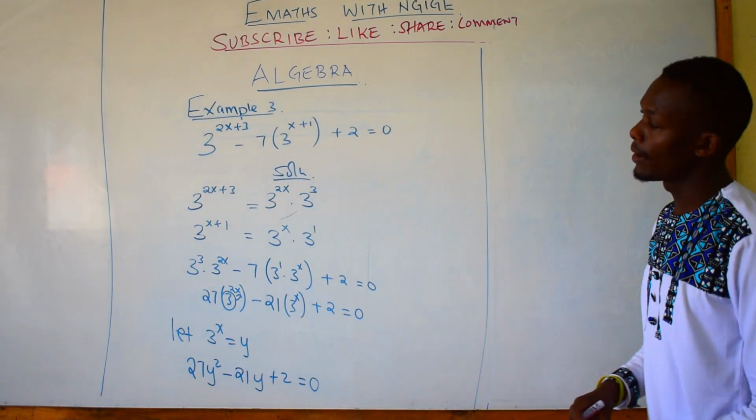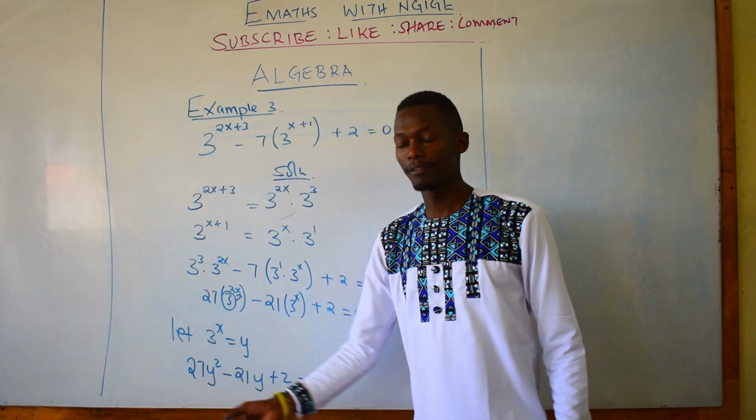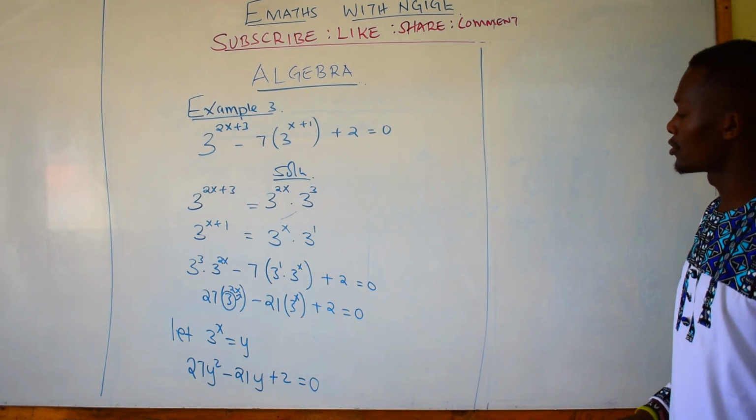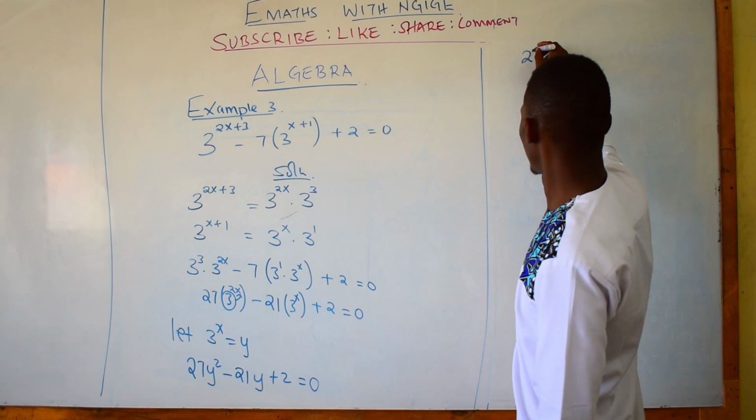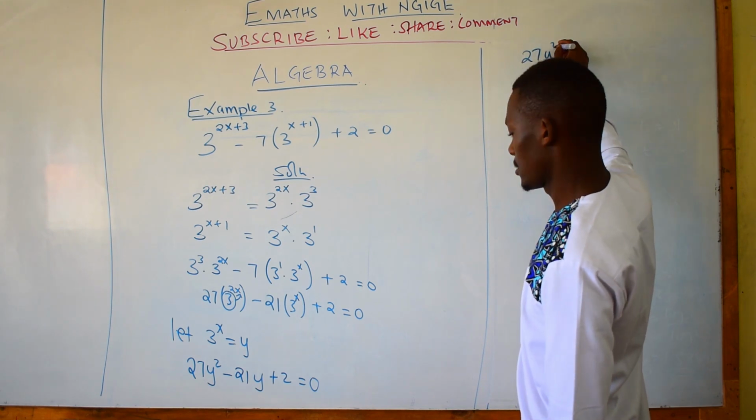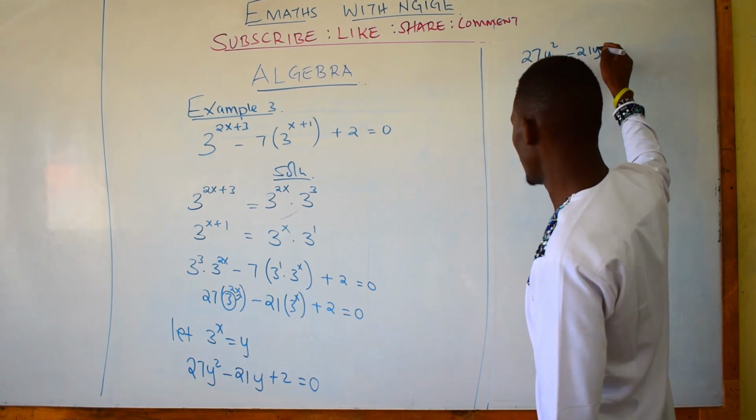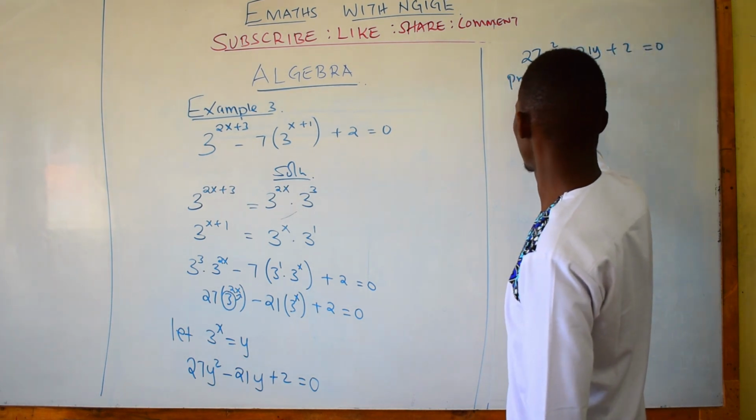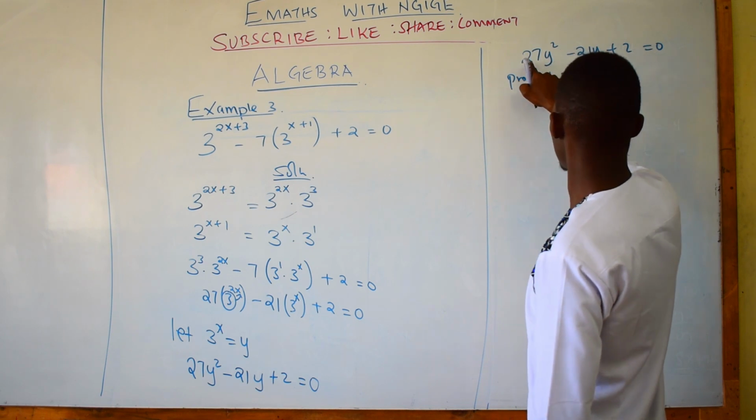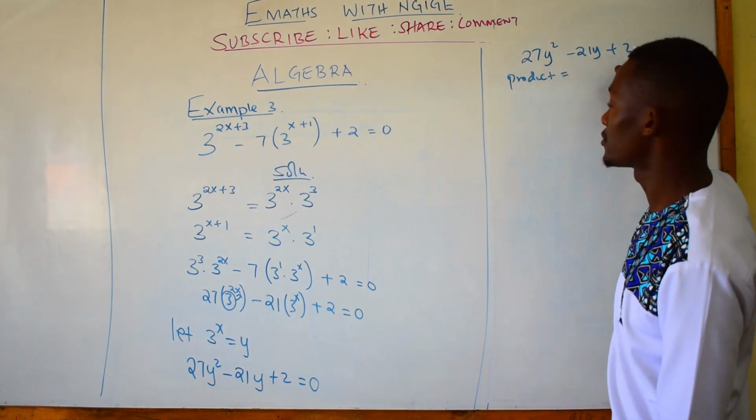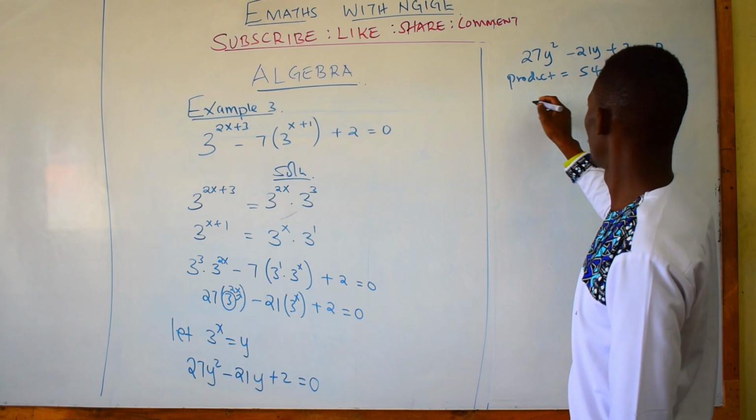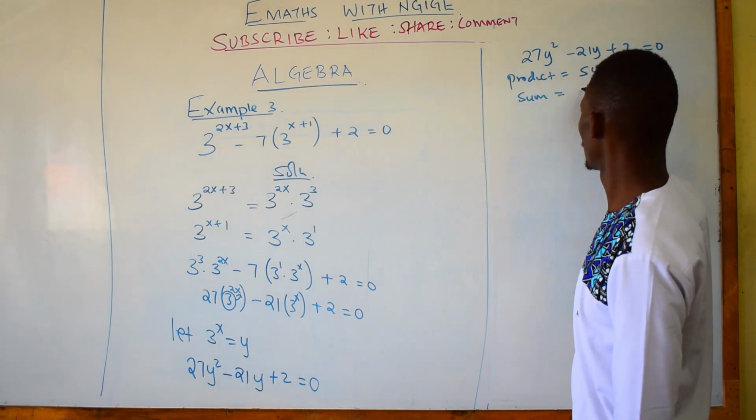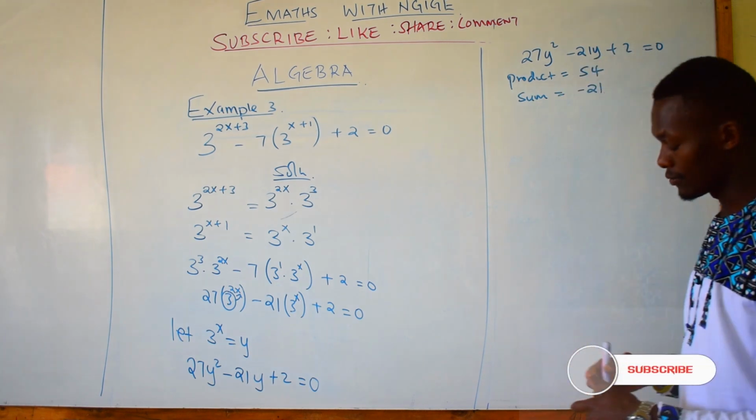Therefore, our x is not 1. So you cannot simplify using the formula or the shortcut that I told you. So therefore we have 27y² − 21y + 2 = 0. So you find two numbers whose product is what? 27 times 2, which gives you 54. And you find two numbers which, when you add them, give you negative 21.